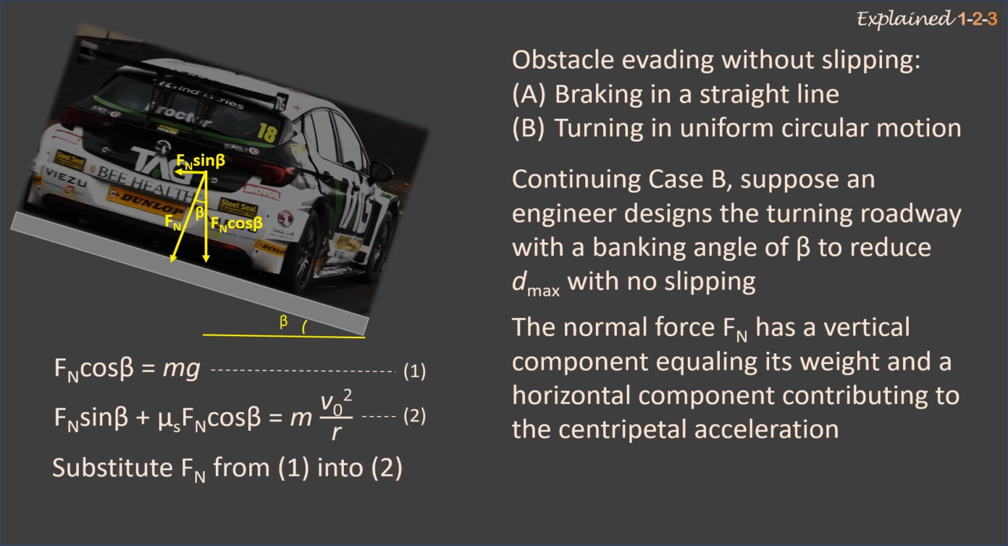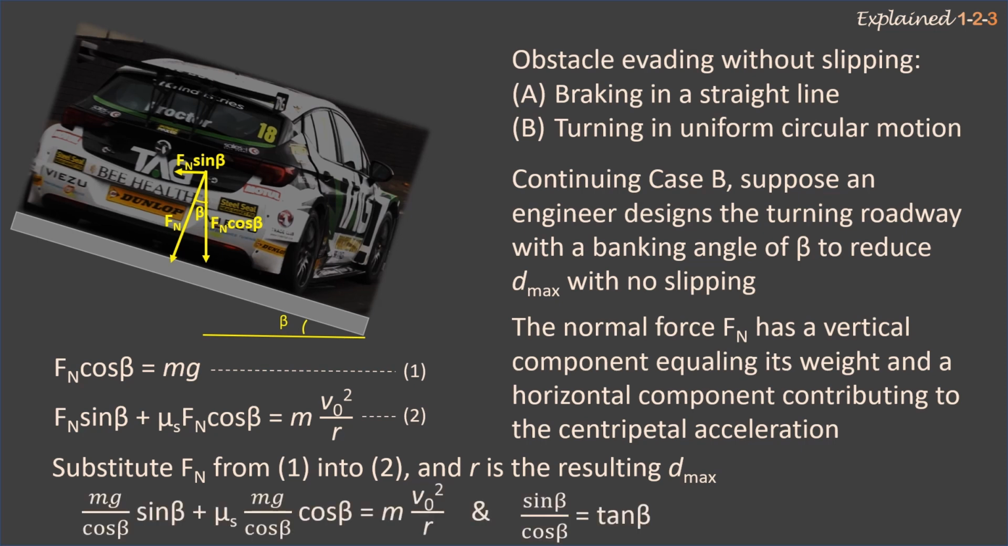Substituting F_n from equation 1 into equation 2, we have mg over cosine beta times sine beta plus mu_s times mg over cosine beta times sine beta equals m v_0 squared over r. Simplifying the equation a bit, knowing sine over cosine is tangent, we have d_max equals v_0 squared over the sum of tangent beta and mu_s, times g.